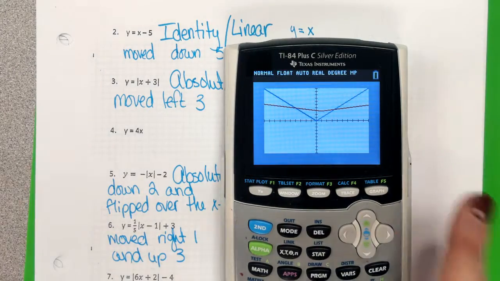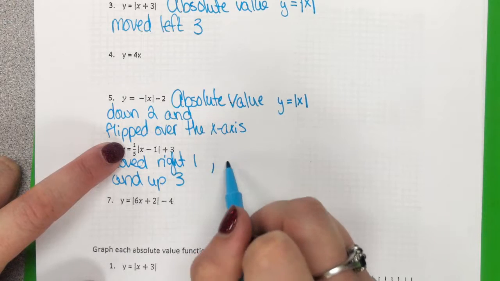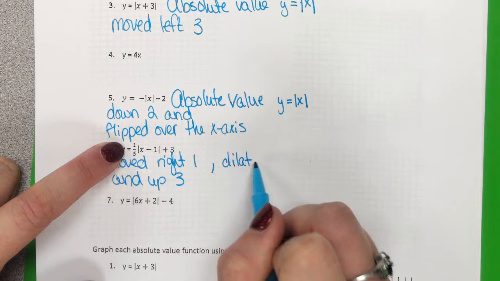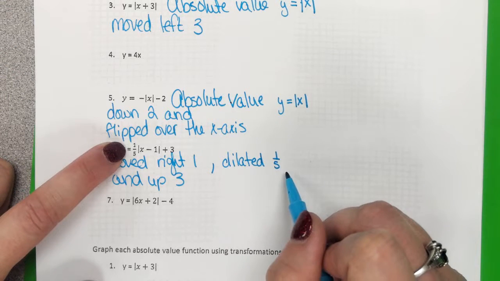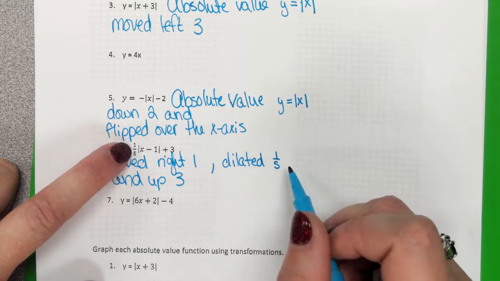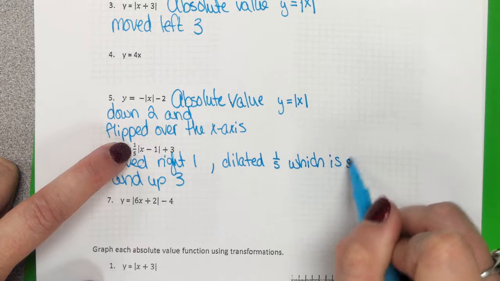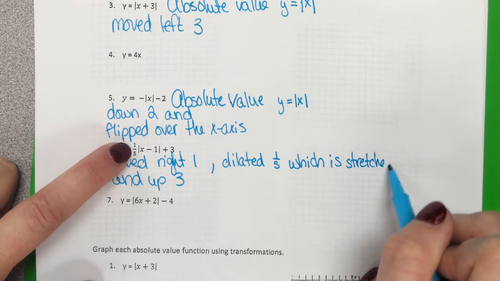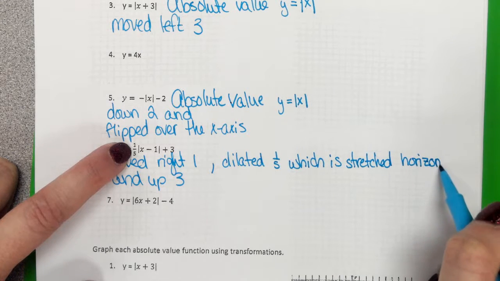So here's what we need to say. It did get dilated, so it got dilated 1/5. What does that mean, though? Which is stretched, which way? Horizontally. Do you have to write the stretch horizontally part?